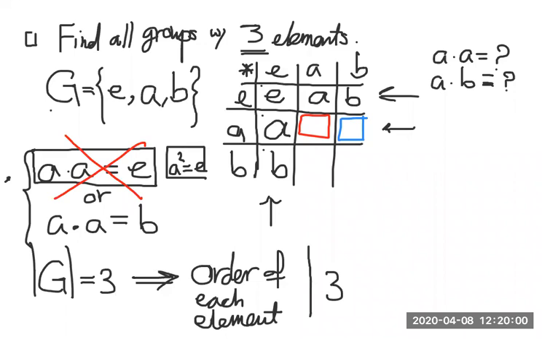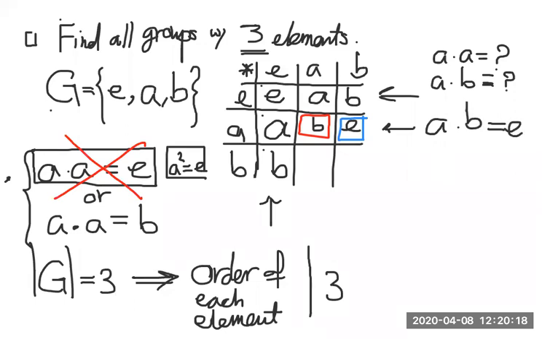So if A squared is not E, because we already have A, it has to be B. Also, as I mentioned, in each row, we should have all the elements. We have A and B, so this one has to be E. So A times B is E.